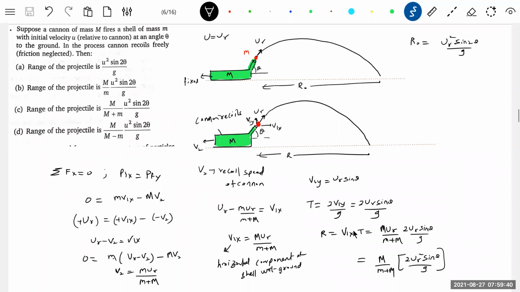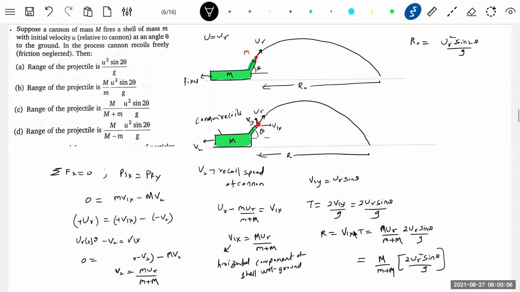Okay, so some error here. Horizontal component, no, u r cos theta. I have to change everything. Velocity of the shell along x-axis, not u r cos theta. Here we have been wrong. This also will change.